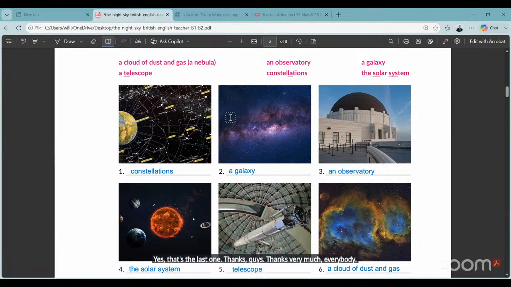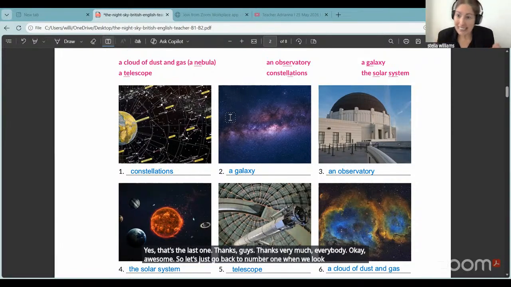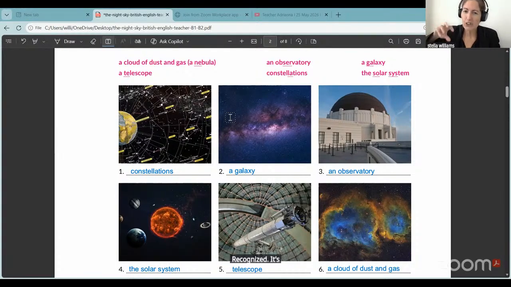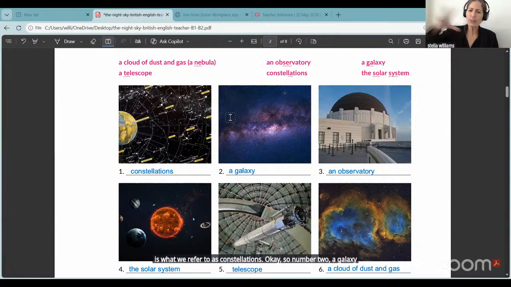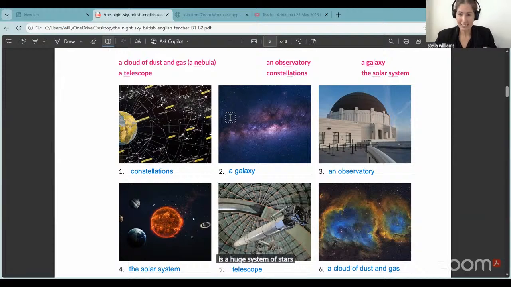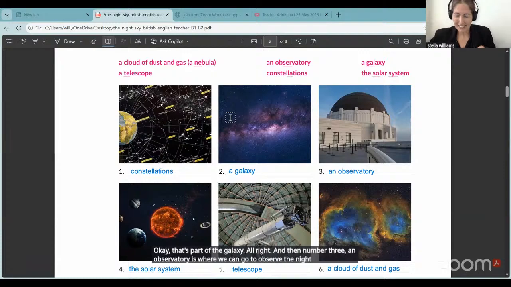Okay, awesome. So let's just go back to number 1. When we look at constellations, constellations are recognized regions of the sky. So these are the different regions of the night sky that we refer to as constellations, okay? So number 2, a galaxy is a huge system of stars, all right? If we think about, for example, the Milky Way, that's part of the galaxy, all right?